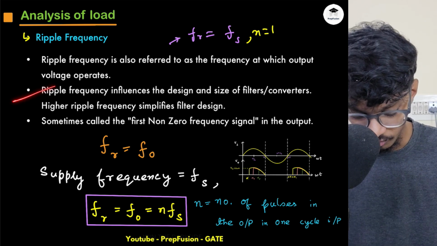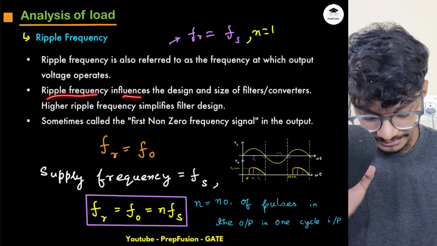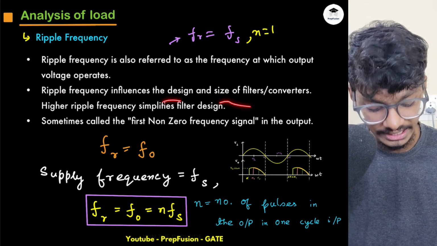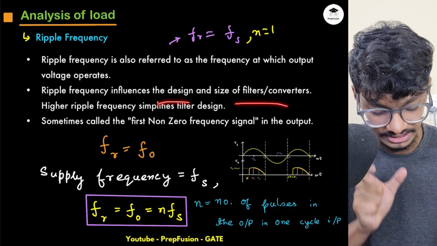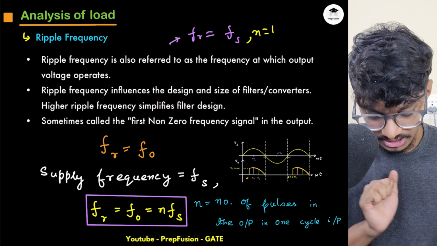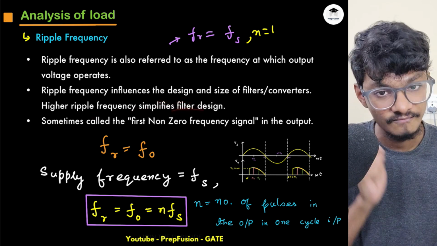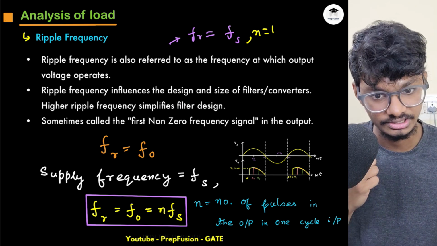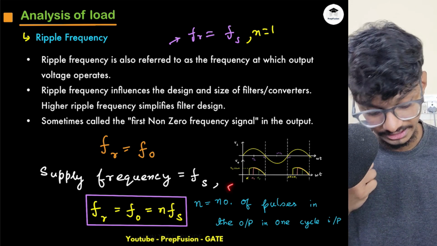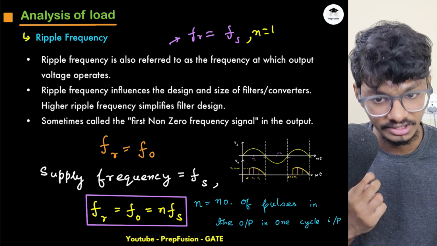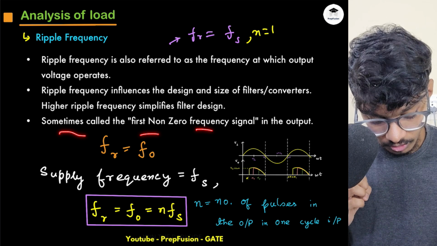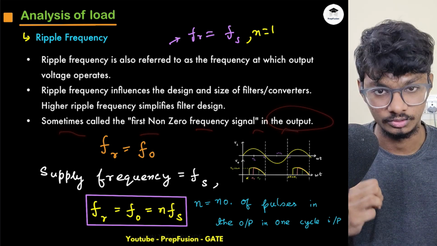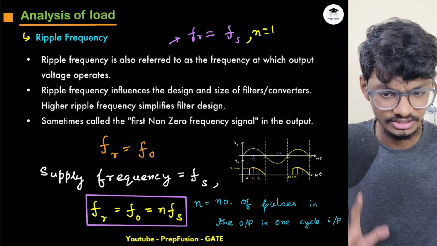There are a few theoretical points about ripple frequency. Ripple frequency influences the design and size of the filters/converters. Higher ripple frequency simplifies filter design, because it specifies how many ripples I have, and I want to reduce my ripples as much as possible. Sometimes it's called the first non-zero frequency signal in the output. Okay, all these are theoretical terms that you need to know.